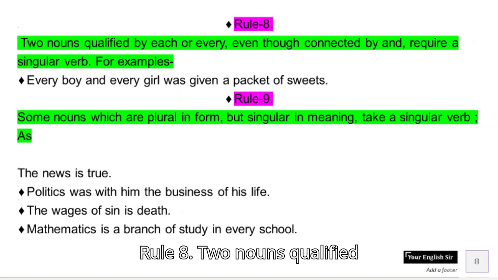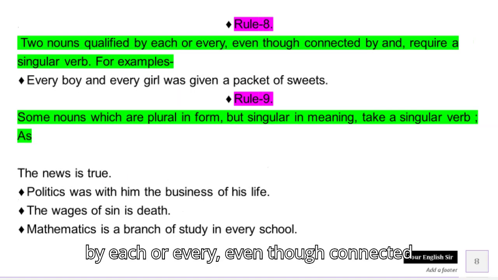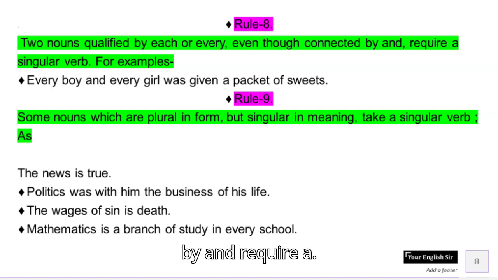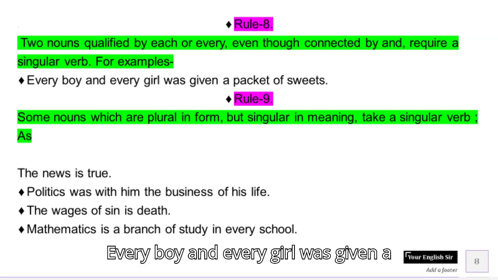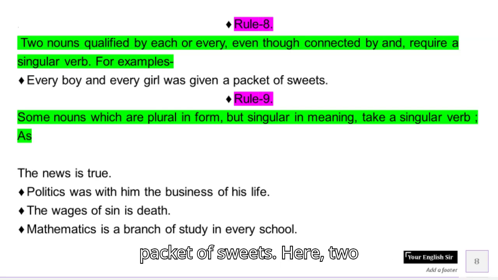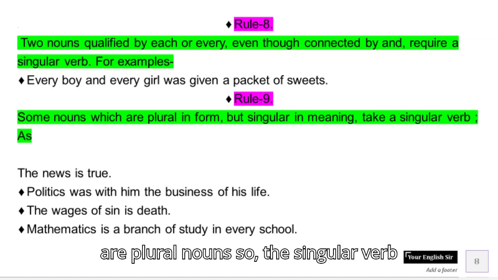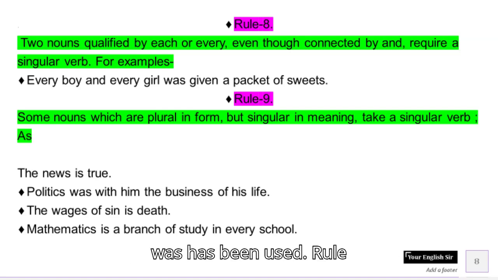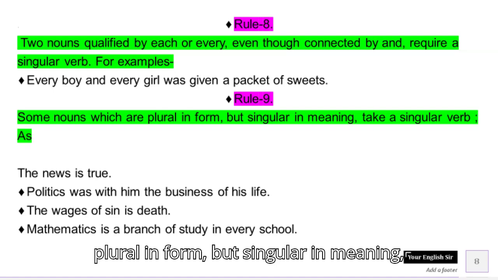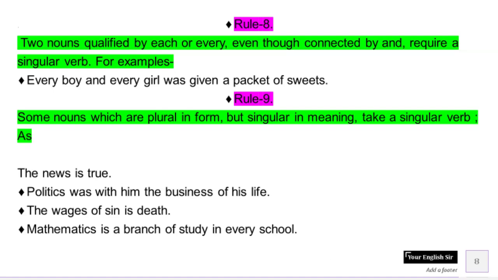Rule 8. Two nouns qualified by each or every, even though connected by "and," require a singular verb. For examples. Every boy and every girl was given a packet of sweets. Here, two nouns, boy and girl, are qualified by every, so the singular verb "was" has been used.